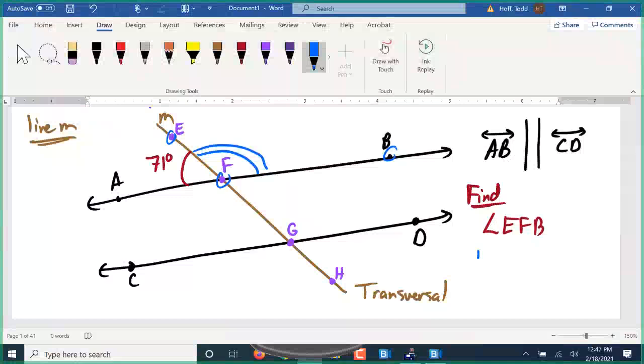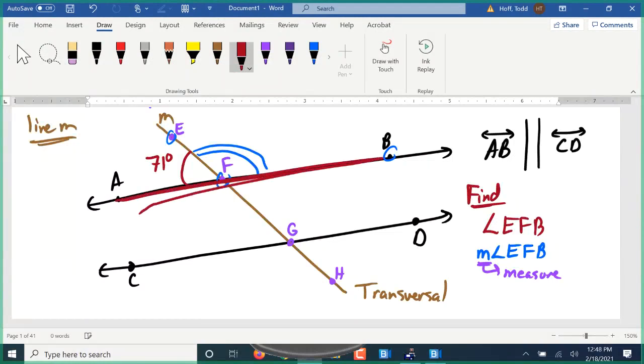But if I say find M angle EFB, that M is standing for measure. In other words, find the measure or the measurement of angle EFB. It's asking you to find its size. Well, I know the size can be found because AB is a line, and those two angles, AFE and EFB, add up to that line, so they have to be supplements. 180 minus 71 is 109 degrees.